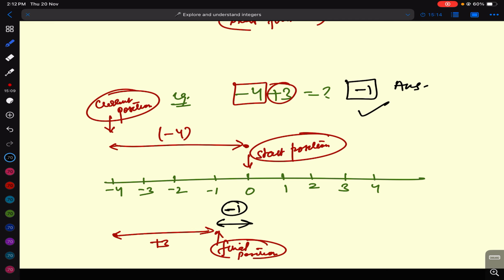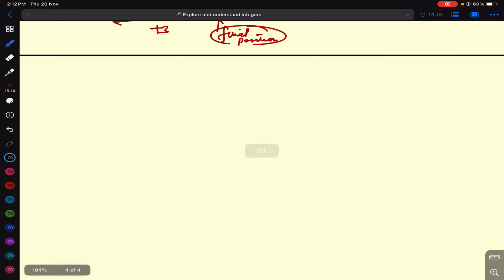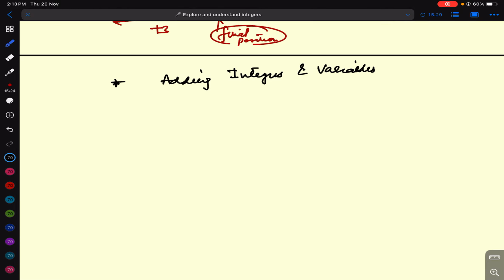Now this was addition of the integers. Now we can also have a situation where you'll be adding the integers with the variables. Okay, so what's the next situation? Adding integers and variables. In the previous case we just had integers, where we were just adding the integers. Now here we'll be adding the integers as well as variables. Let's see how we do this. I'll take an example. Let's say you have 13x plus negative 2x, and you have to find the solution to this one.